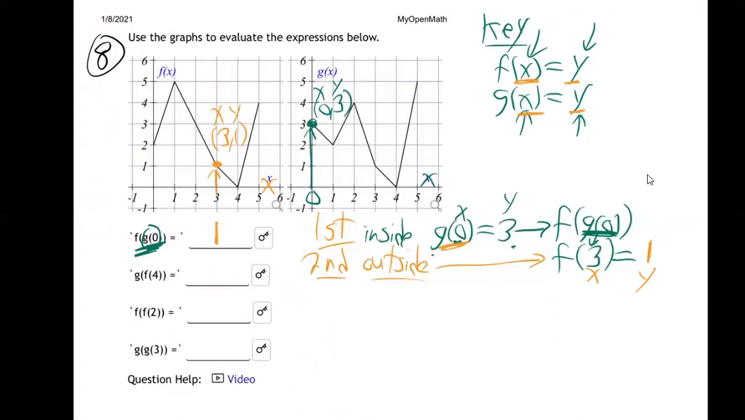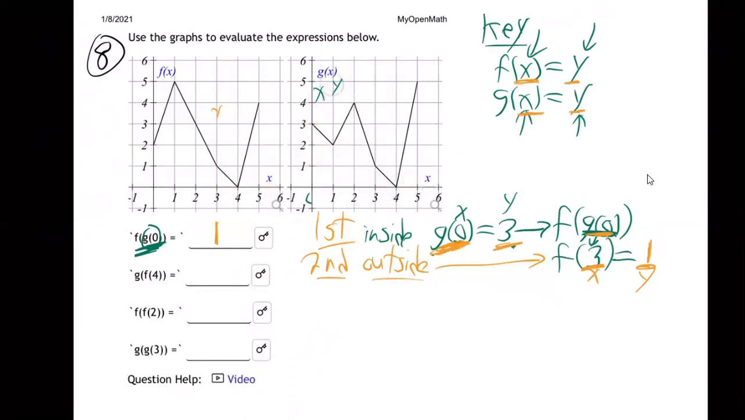So this is 1. After all that, the answer is 1 to that very first part. So that's a little tricky. You start on the inside. We put 0 into G, got out 3 from right here, 0, 3 on the G graph. And that G of 0 became 3 inside the parentheses. So then put that 3 into the F graph. 3 into F, 3, 1, out comes a 1. Let's try the next part.